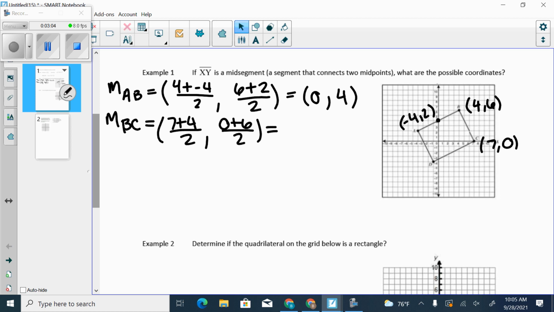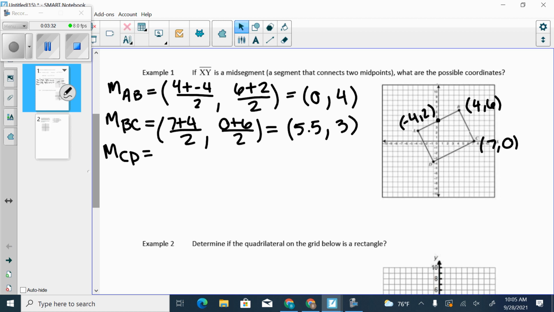So what is 7 plus 4? 11. And what's 11 divided by 2? Good. And what is 0 plus 6? 6. And 6 divided by 2 is 3. Very good. It also could have fallen between points C and D. So now we're going to find the midpoint between C and D.